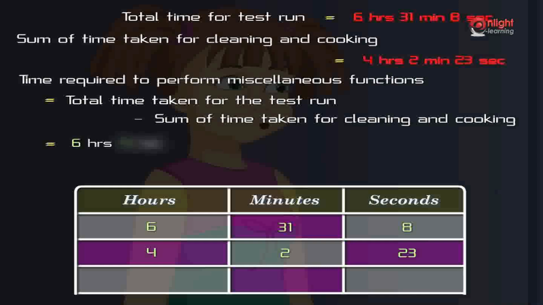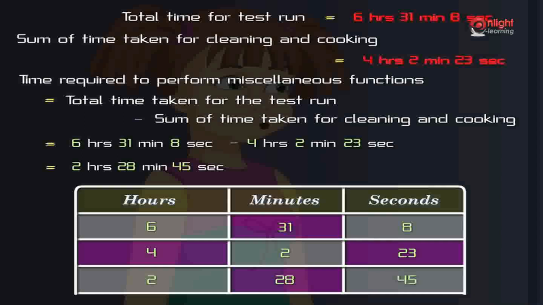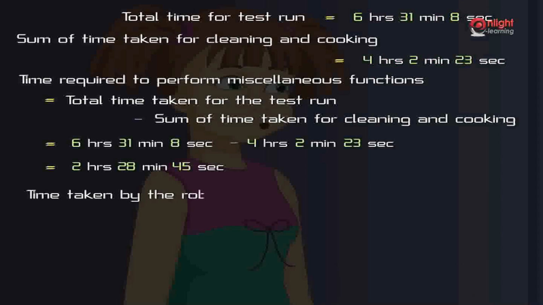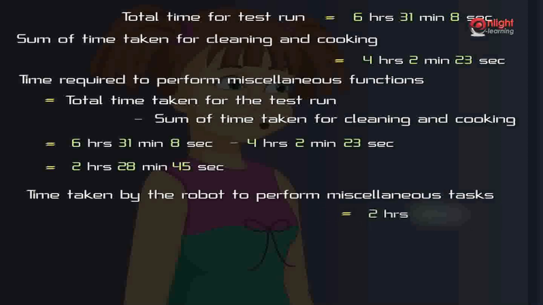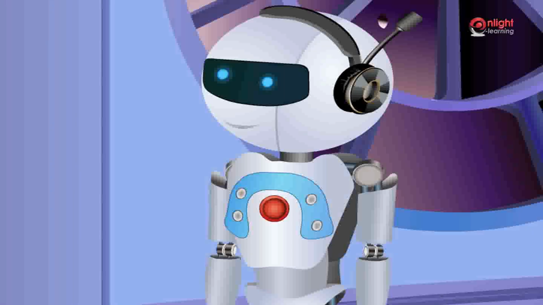6 hours 31 minutes 8 seconds minus 4 hours 2 minutes 23 seconds is equal to 2 hours 28 minutes 45 seconds. Hence, the time taken by the robot to perform miscellaneous tasks is 2 hours 28 minutes 45 seconds. Very good. See you in the next class then.